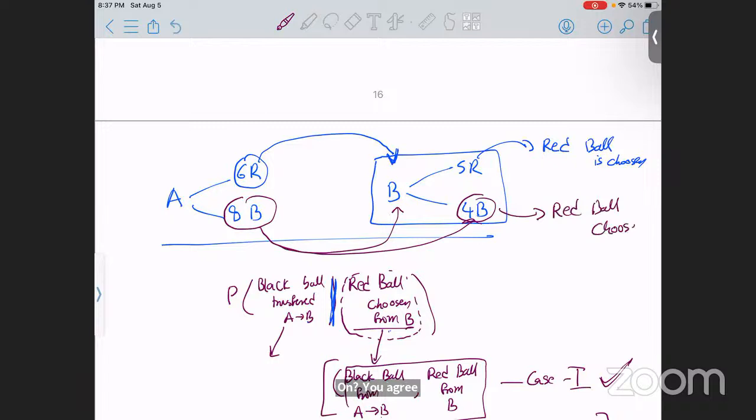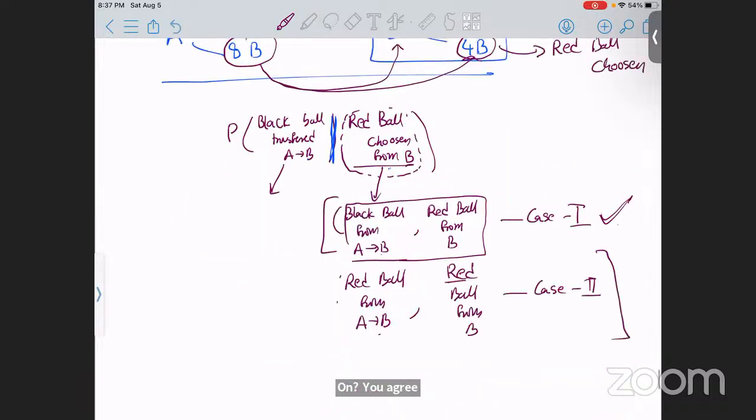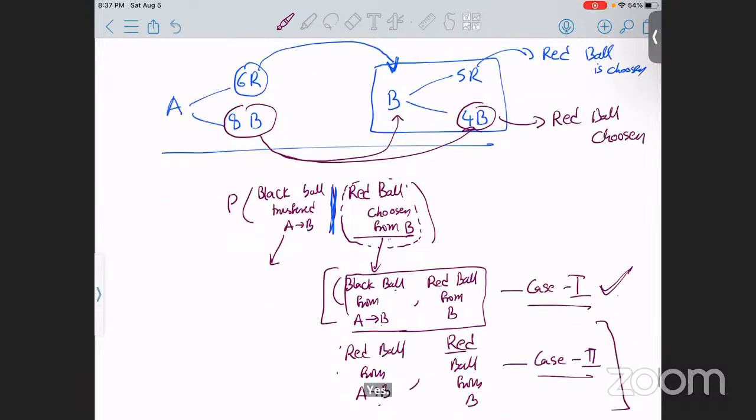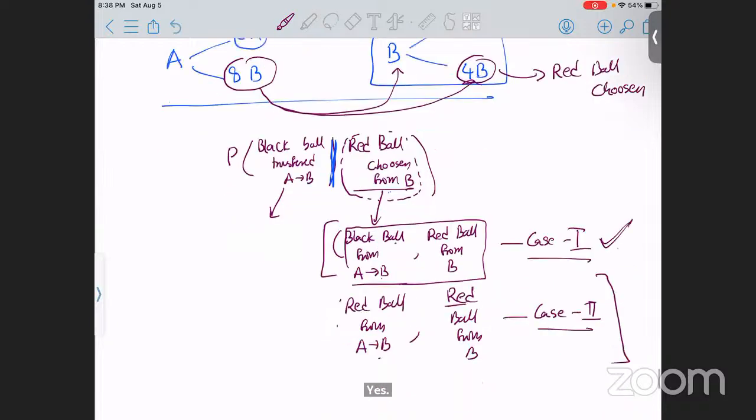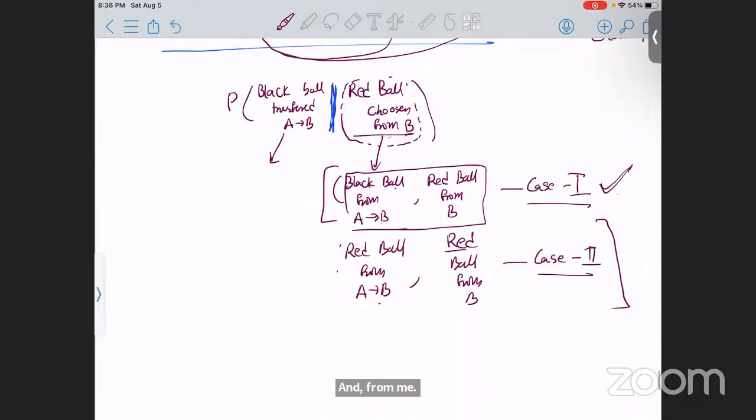Yes. I wrote them as case 1 and case 2. Case 1: black ball from A to B, and red ball chosen from B. Case 2: red ball from A to B, and red ball chosen from B. Okay, clear?